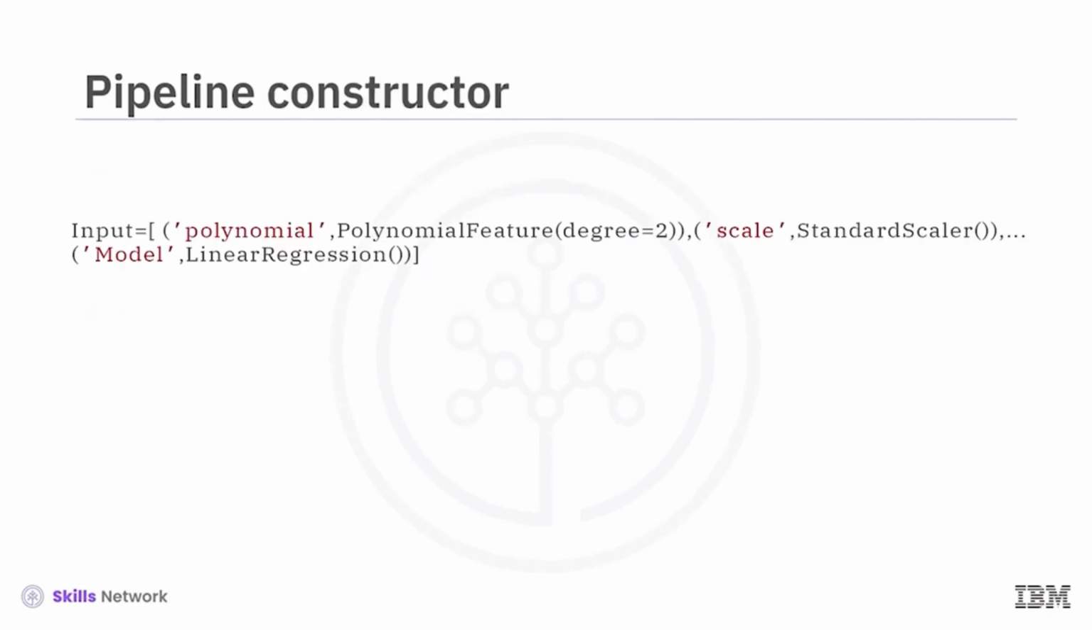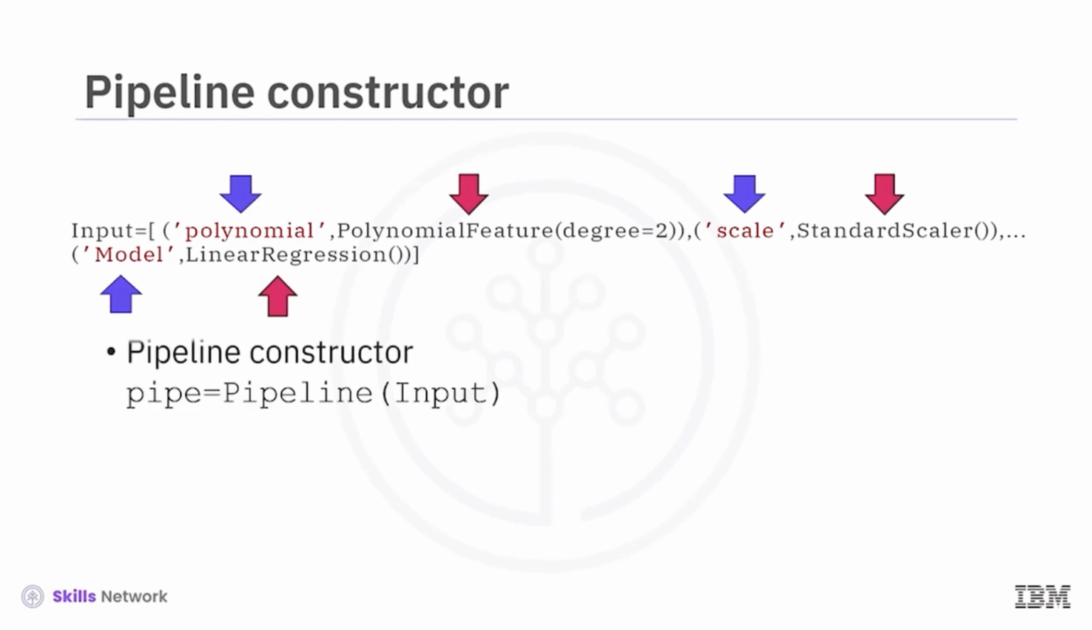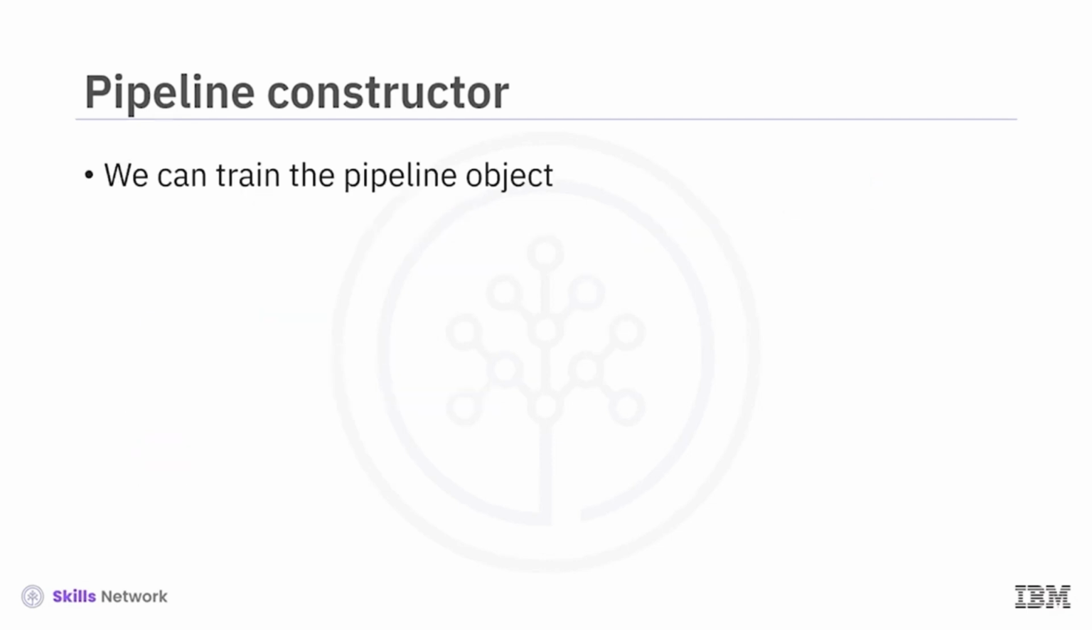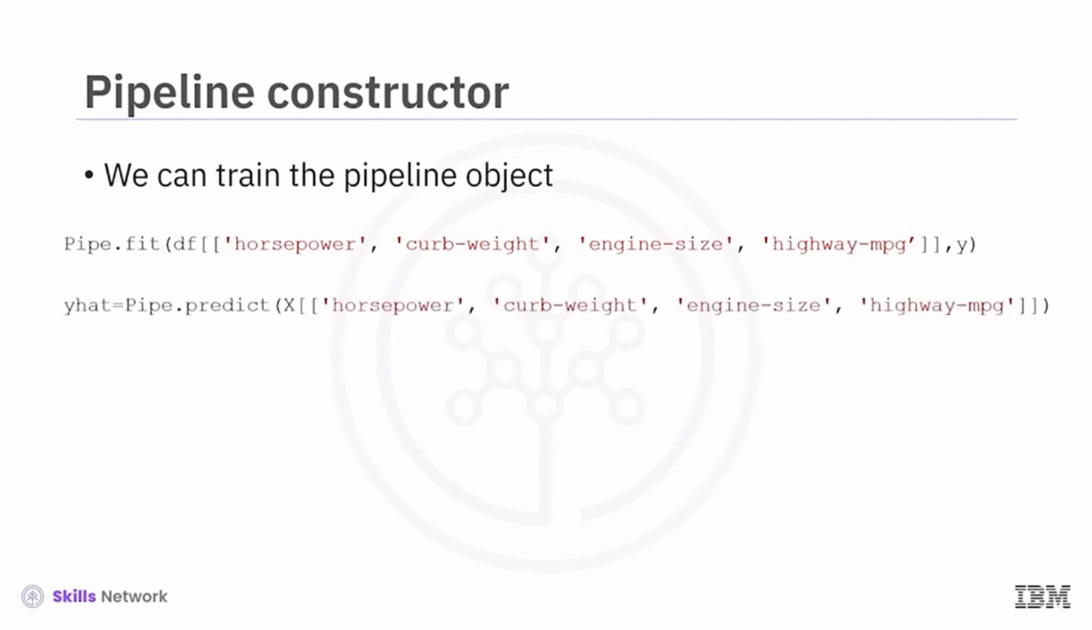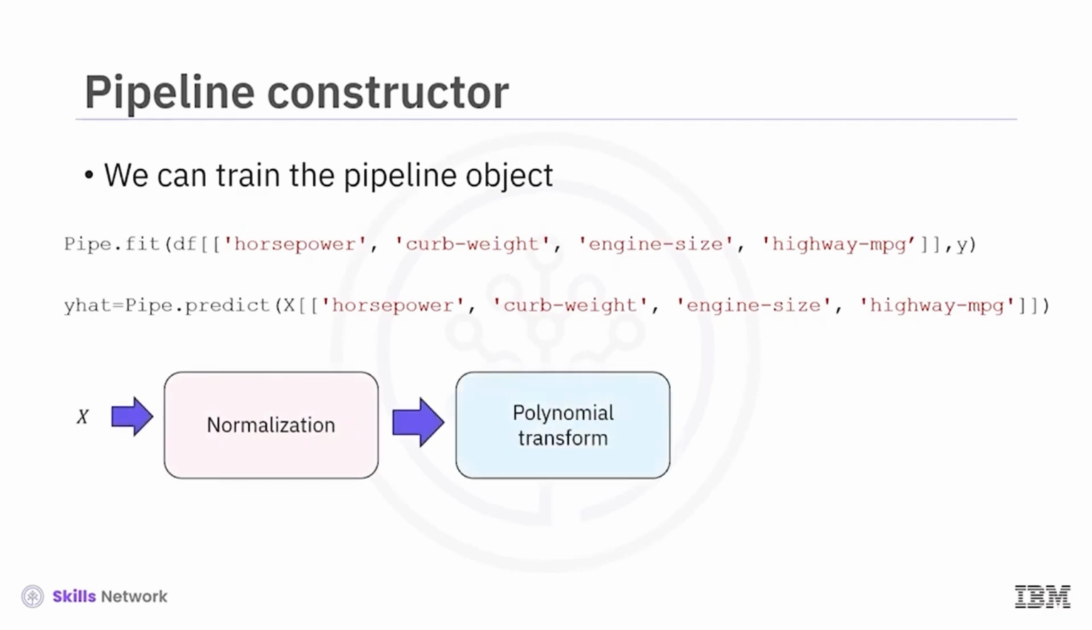We create a list of tuples. The first element in the tuple contains the name of the estimator model. The second element contains the model constructor. We input the list in the pipeline constructor. We now have a pipeline object. We can train the pipeline by applying the train method to the pipeline object. We can also produce a prediction as well. The method normalizes the data, performs a polynomial transform, then outputs a prediction.